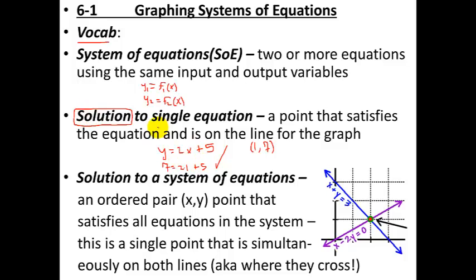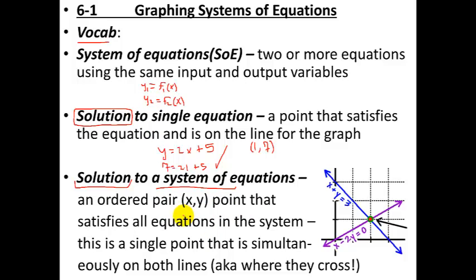But as you can imagine, if you have an equation like y equals 2x plus 5, there's actually an infinite amount of solutions. Every single point on the line is a possible solution. Okay, so now moving on to the solution to a system of equations. If you have more than one line, how can a point be a solution to the entire system? The way to be a solution to the whole system is to be a single point that's a solution to all of the individual equations.